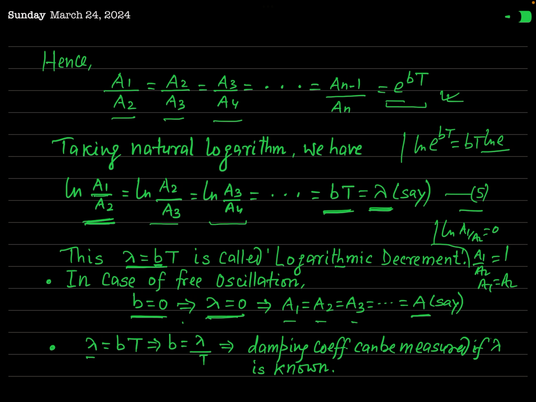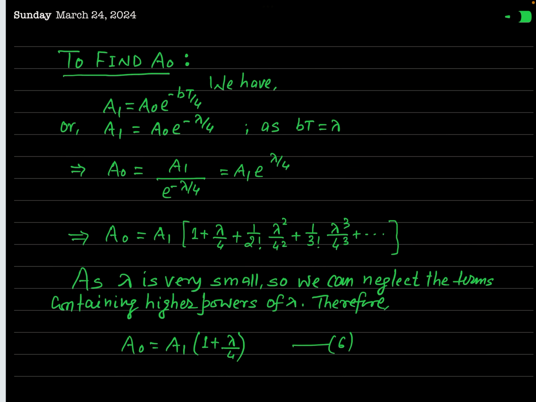Now this lambda is related to b in this manner. Lambda is equal to b T, and so b is equal to lambda over T. So it is obvious that if we know the value of lambda, then the damping coefficient can be calculated. So the damping coefficient can be measured in terms of lambda, that is, the logarithmic decrement.